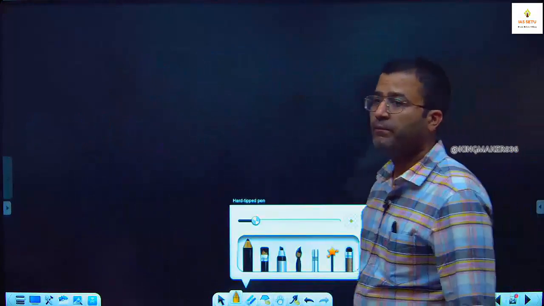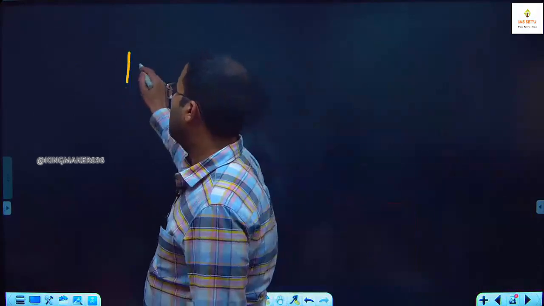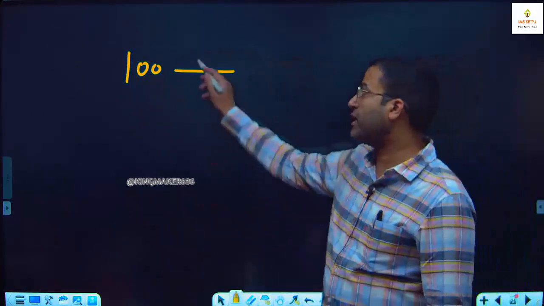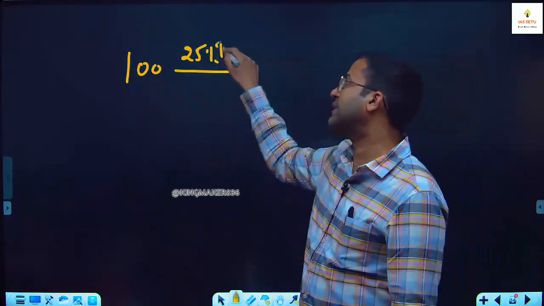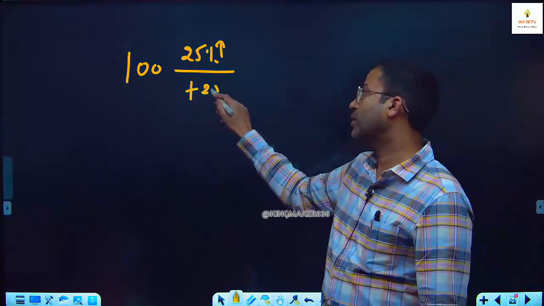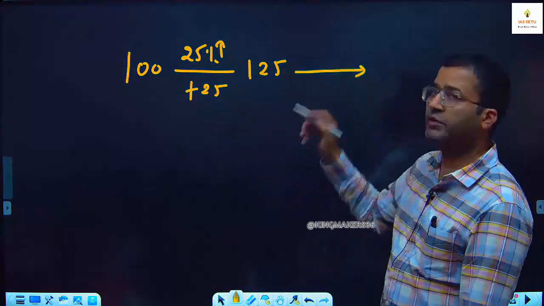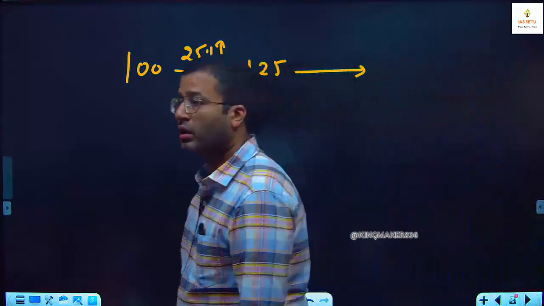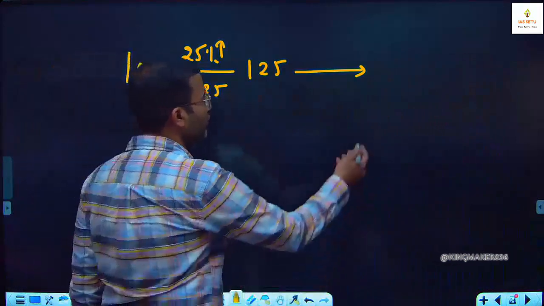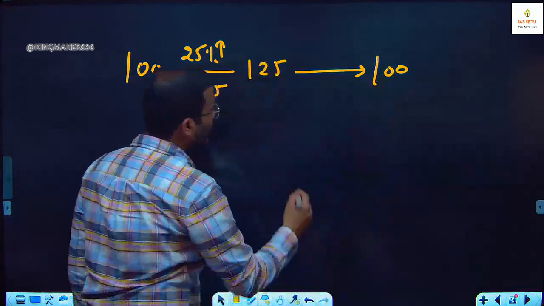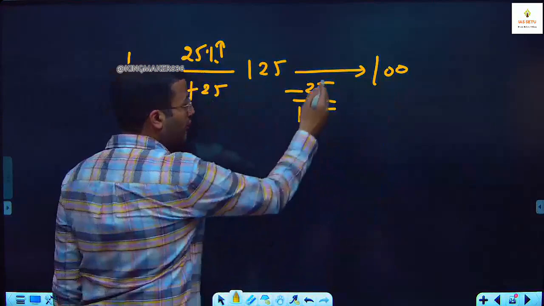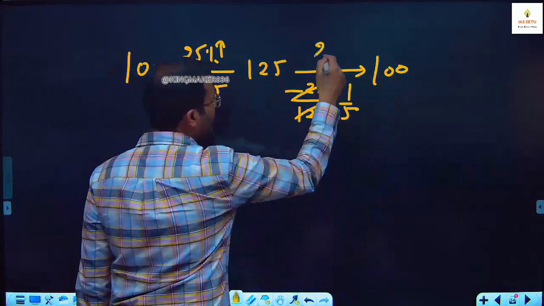Next is one more example. You have 100 rupees with you. One day your friend has given you 25% increase in your value. What is 25% of 100? 25. So now you have 125 with you. But he doesn't want this change in your value later. He wants you should have 100 only. So what he will do, he will take 25 back out of 125. And what is this? 1 by 5. What is 1 by 5? 20%.